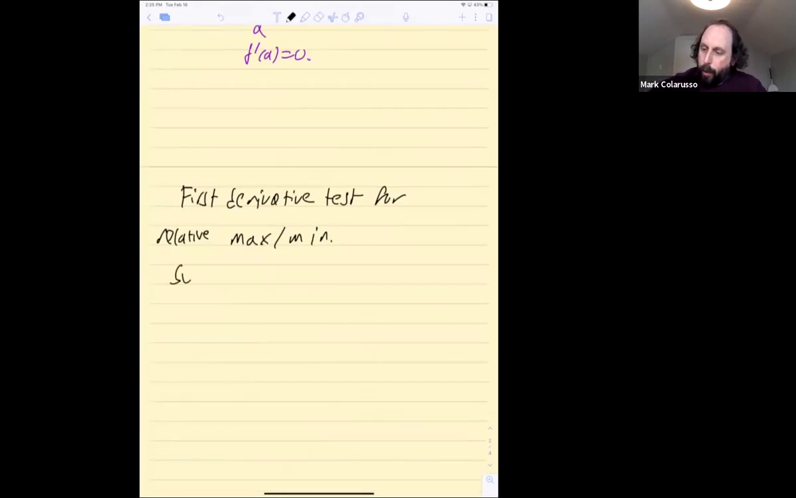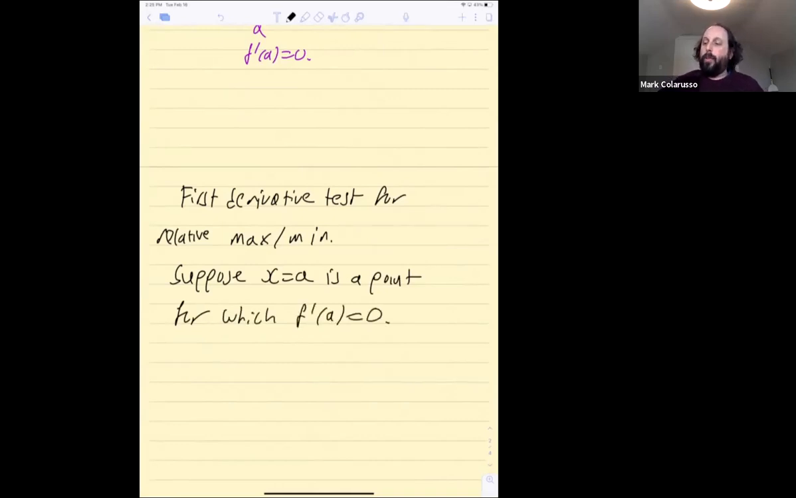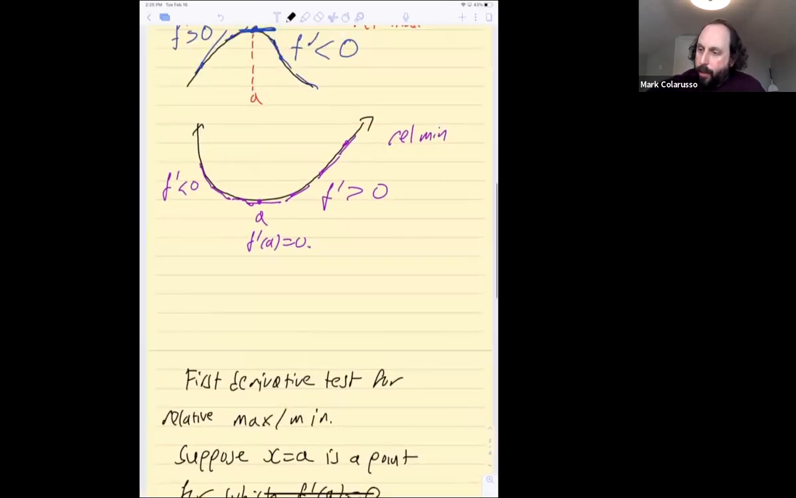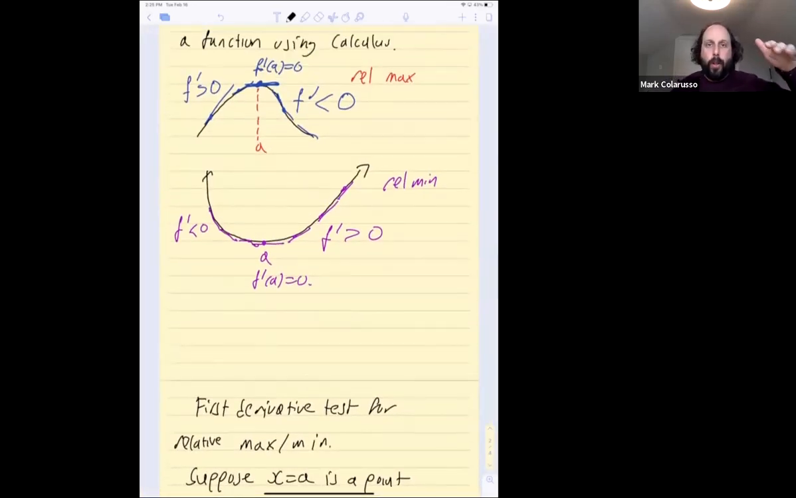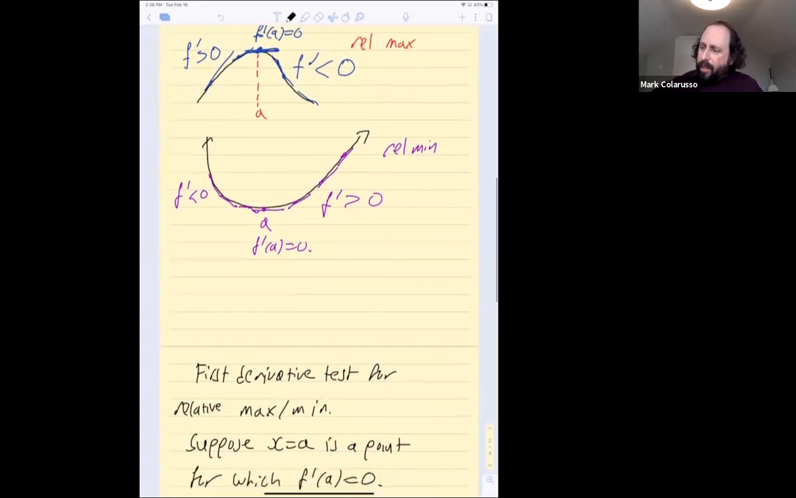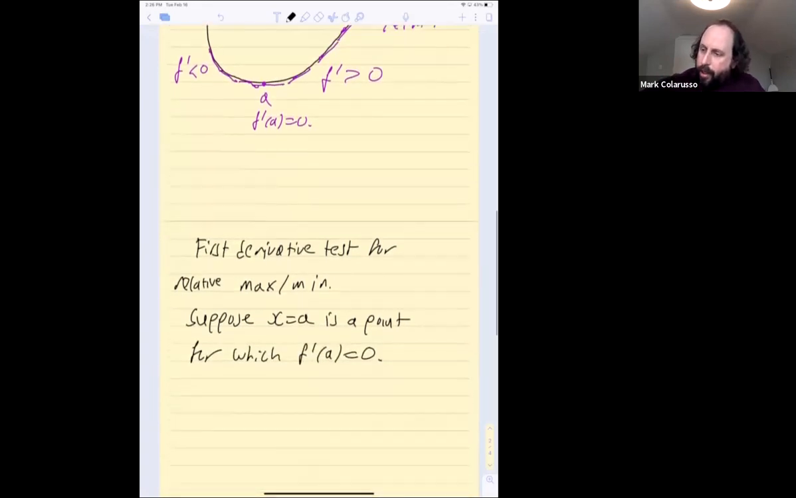Okay, so suppose, here's the first part. Suppose x equals a is a point for which the derivative at a is 0. So you notice that that happened in both cases, right? Whether you're at the top of the mountain or at the bottom of the valley, your tangent line is flat there. Okay, so that's condition 1.